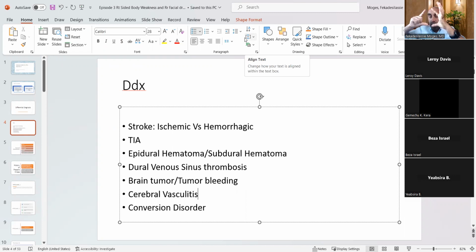When the space is increased, these bridging veins are under a lot of stress. They will be stretched, and even with a very minor trivial trauma, they may tend to bleed. So that's a possibility. And when you ask patients about trauma history, they may not remember. So it's a very important topic. It's still a possibility. That's why we keep it.